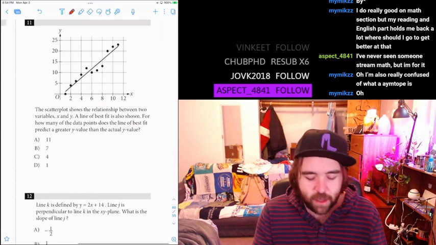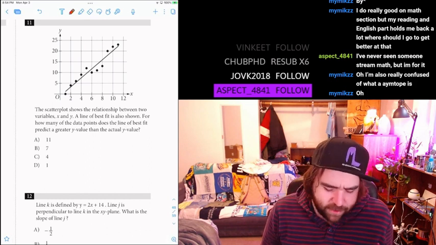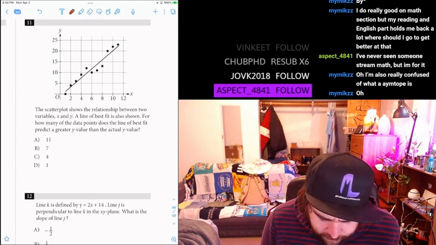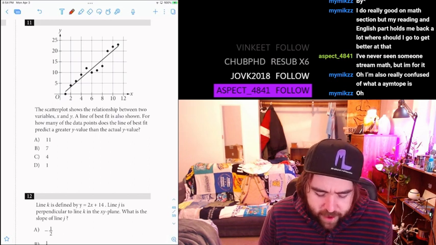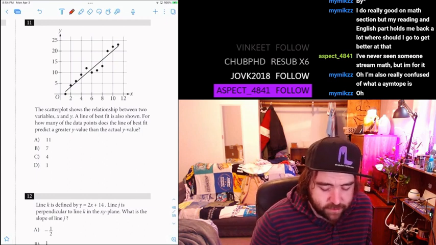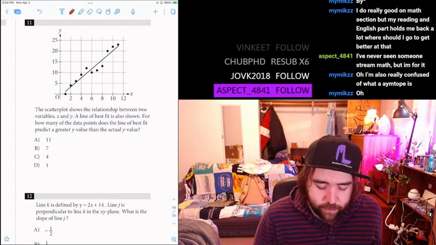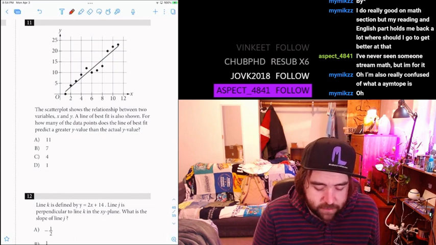All right, 11. The scatter plot shows a relationship. For how many data points does the line of best fit predict a greater y value than the actual y value? I ask this so much. It's so straightforward to me. So I guess here you just have to actually know what they're talking about. The predicted y value is just the line. The actual y values are the dots.